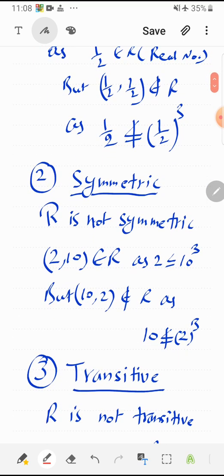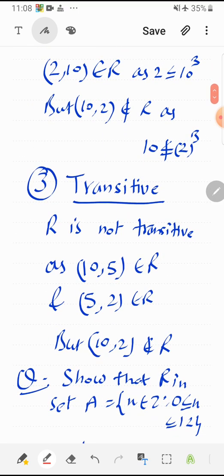Symmetric: similarly, R is not symmetric as (2, 10) belongs to R because 2 is less than or equal to 10 cube, but (10, 2) doesn't belong to R as 10 is neither less than nor equal to 2 cube. Now next is transitive. R is not transitive. Again we can give an example: (10, 5) belongs to R, (5, 2) belongs to R, but (10, 2) doesn't belong to R. So that is why R is not transitive.